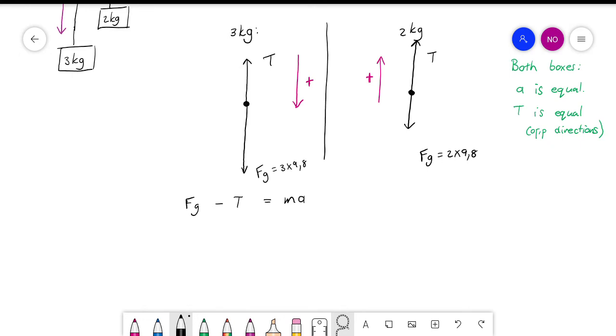Okay? Fg is 3 maal met 9,8. Minus T. En hier so het ons 3A. Waar kry ek die 3? Die massa van die box, né? We are only looking at the 3 kilogram box. So that box has a mass of 3. Almal nog by. Okay, nou aan die ander kant gaan ons sê T minus Fg is equal to M times A. Sien julle T is nou positief. En die ander een was T negatief because of the direction of motion.